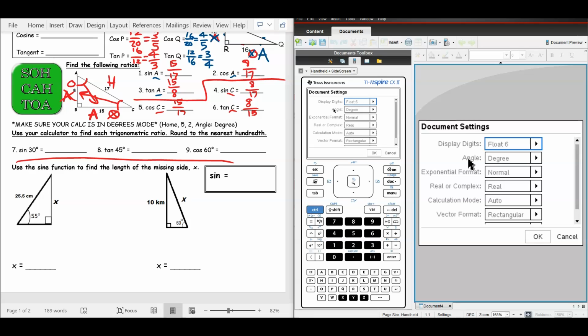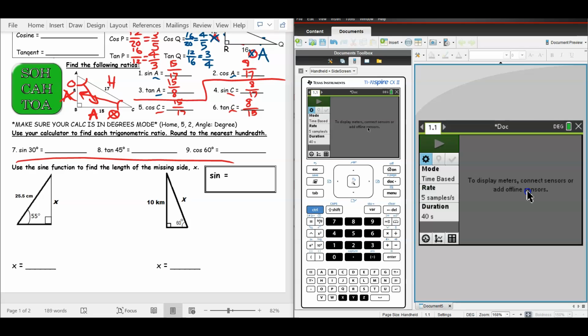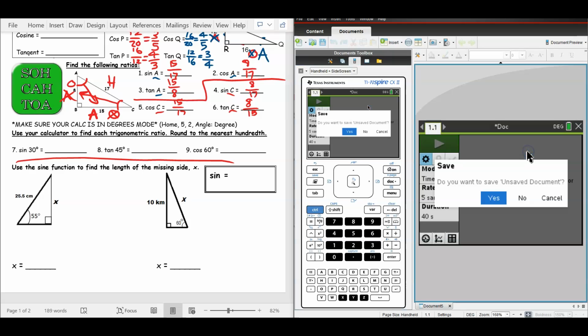But let me tell you, if someone's messing this up or whatever, okay? Someone never changed it. If it's on radians, you're going to type things in right and get the wrong answer, okay? So it's very important that you're in the right angle, degree mode, okay? So, degree mode, everything's great. Go ahead, press a new document, and do not save. What did I do? Try that again. New document, do not save.